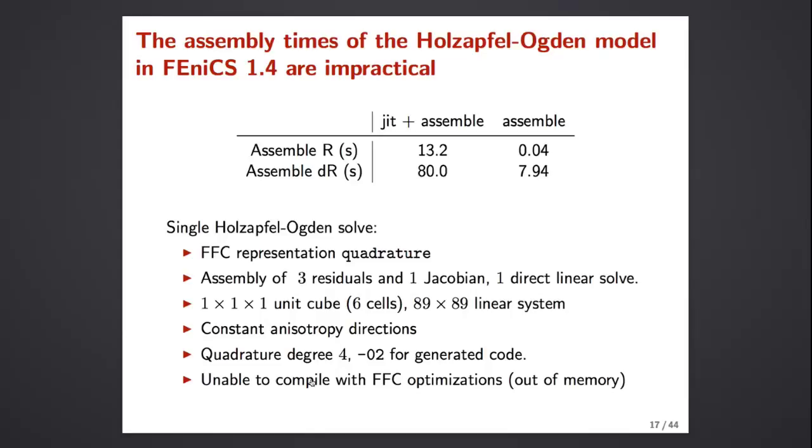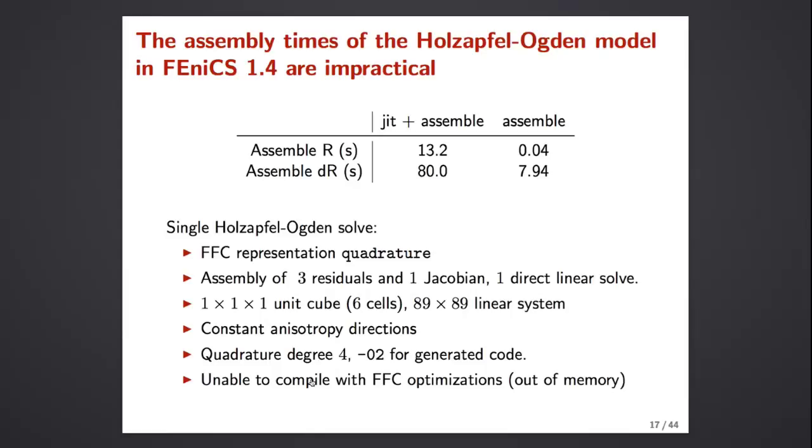I was unable to compile this with FFC optimizations turned on, because I ran out of memory on everything I tried. So please don't take the numbers for the quadrature representation as very representative, because I don't think it was ever optimized for turning the optimizations on, but it illustrates some of the practical scenarios here. So I've got two rows here, assemble residual and assemble Jacobian, timings in seconds. The first row is with JIT, and the second row is a repeated run.